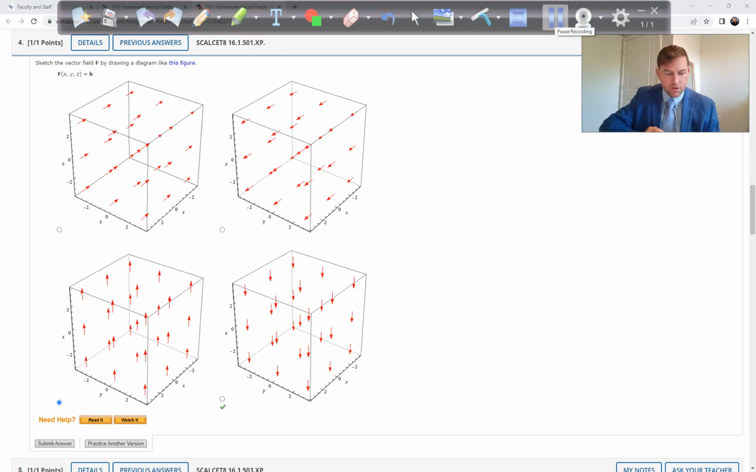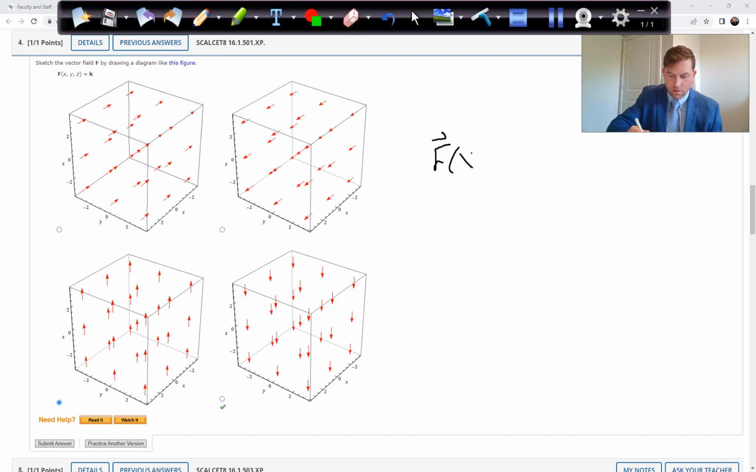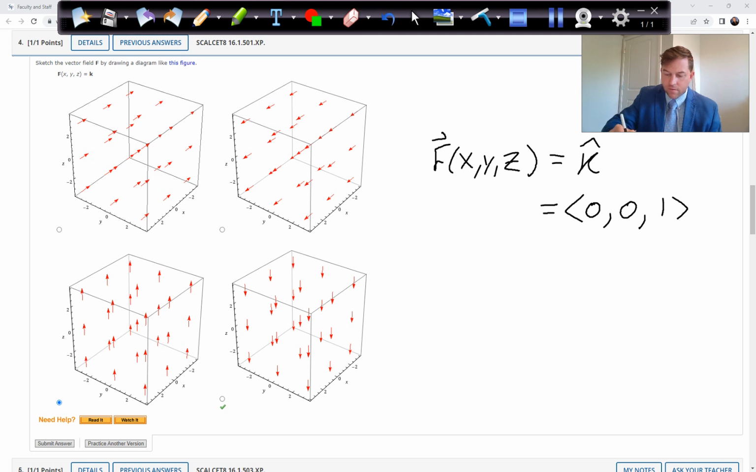Okay, 4 is also not too bad. So they give us a vector field, and it's a really simple vector field. The vector field of x, y, z, they tell us is equal to the unit vector k. So in essence, what this means is your direction in the x is 0, the direction in the y is 0, and the direction in the k is 1. So at any point in 3 dimensions, let's see if I can draw this.